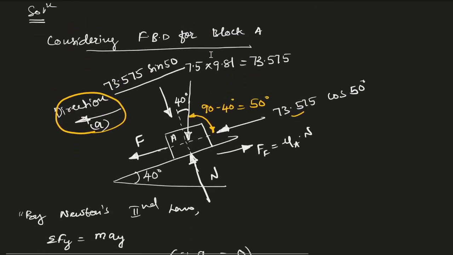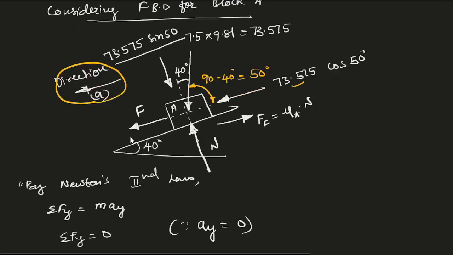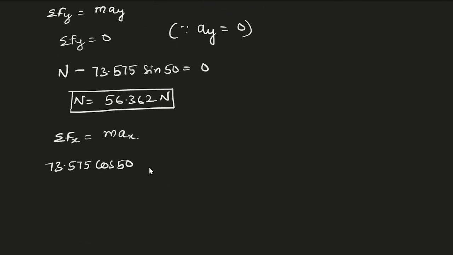Okay, and what other forces do we have? There is one more force, the force F, which is unknown, so that will be plus F. Then we have a frictional force which is acting opposite to the direction, so minus mu A into normal, which is 56.362 Newton. This will be equal to mass of A, which is 7.5, into acceleration, A.